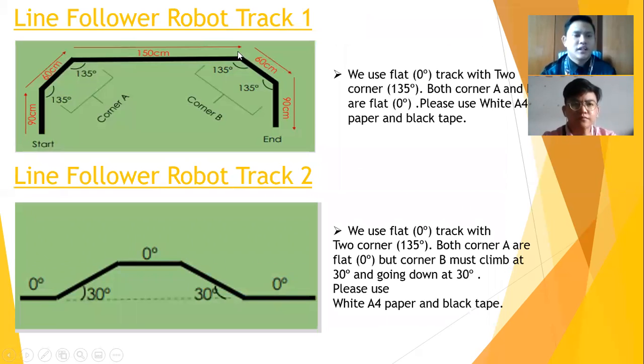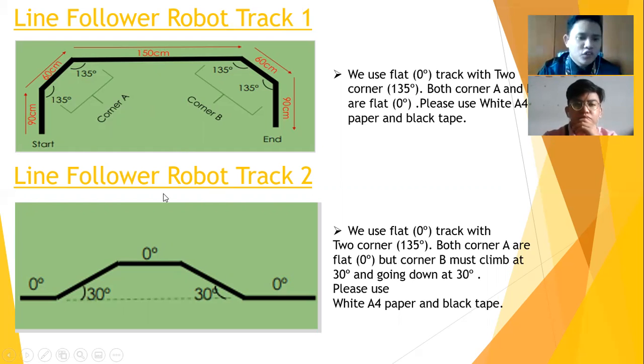Okay, this is a line follower robot track 1, and we use a flat, 0 degree track with two corners. The corner is 135 degrees. Both corners A and B are flat. This means 0 degree. And please use white A4 paper and black tape. So in this picture, the paper is green, but on the question, we must use the white A4 paper.